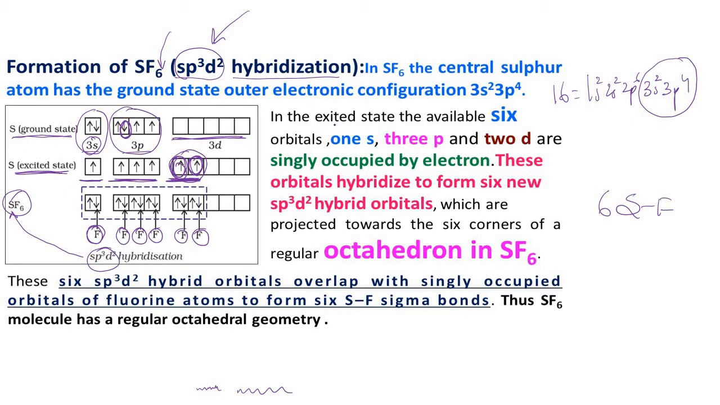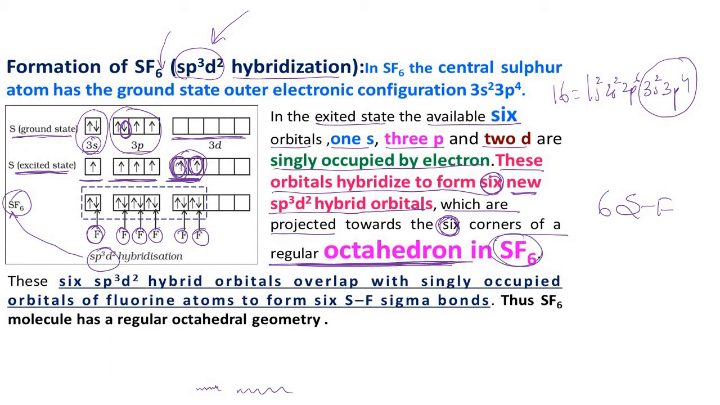Now you can see that in the excited state, the available 6 orbitals, which are 1 s, 3 p and 2 d, are singly occupied by electrons, or we can say unpaired electrons. These orbitals hybridize to form 6 new sp3d2 hybrid orbitals, which are directed towards the 6 corners of a regular octahedron. This we are going to study in the next slide.